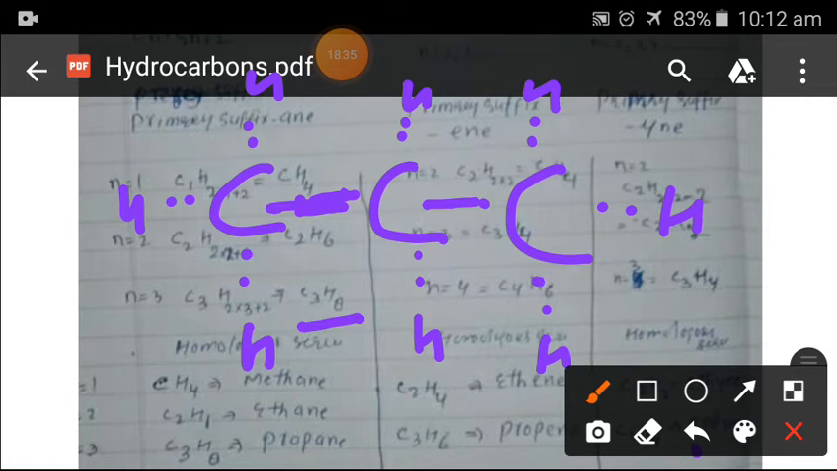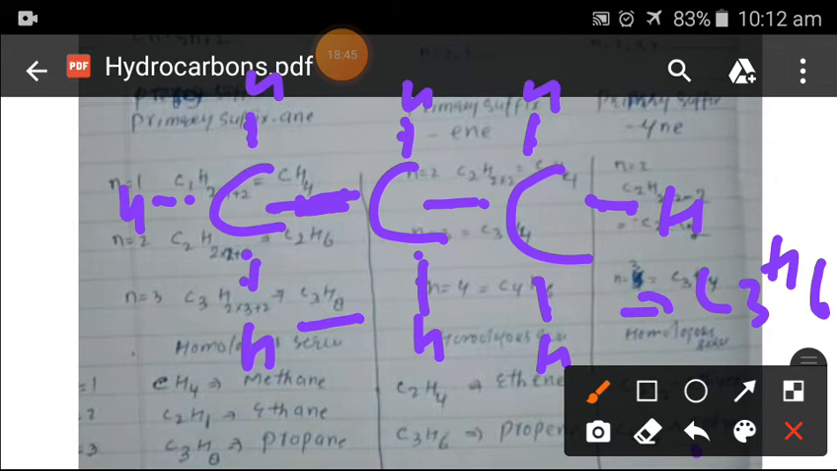So the molecule will become, they form the covalent bond here by mutual sharing, and the molecule will become C3H6. Clear? Sorry, C3H8. So the number of hydrogen atoms will be 3 plus 2, 5 plus 3, 8. So C3H8, what is the name of the compound? It is propane. When an alkane contains 3 carbon atoms, it becomes propane. Clear? So this is the structure of the propane molecule.